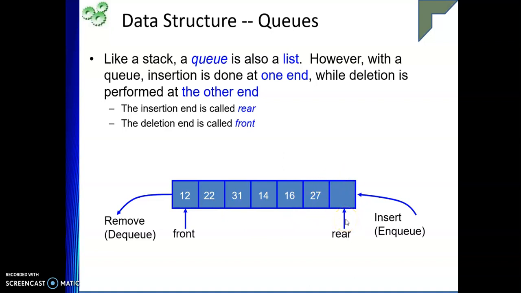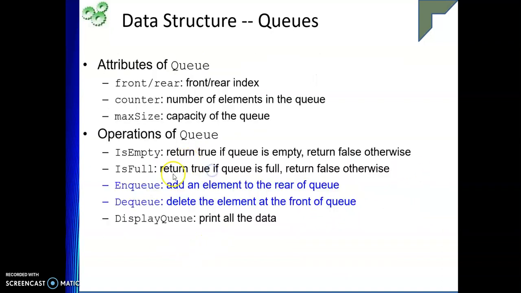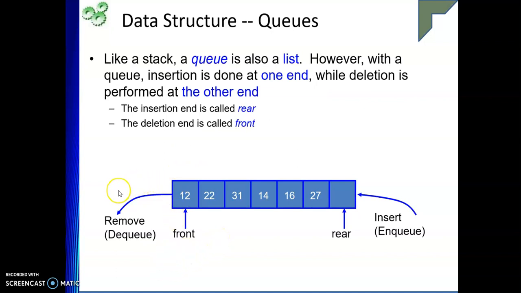Anything that we need to insert will happen after 27, which is represented by the rear. So queue is a list where insertion happens at one end, which is called the rear, and deletion happens at the other end, which is called the front. The removal of an element is called dequeue, and the insertion of an element is called enqueue. Let me again tell you, queue is nothing but a list where insertion happens at one end, which we call the rear, and deletion happens at the other end, which we call the front. Insertion is called enqueue and deletion is called dequeue.